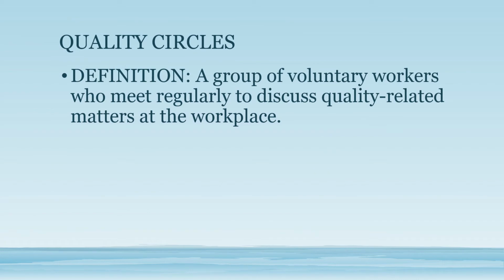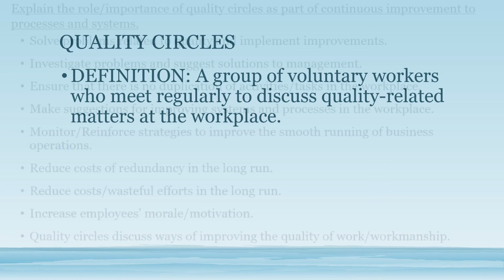Quality circles. Quality circles are also part of your continuous processes and systems improvement. And the definition is, it's a group of voluntary workers from different departments, one from marketing, one from finances, one from production, etc., who meet and discuss quality-related matters according to their specific workplace. And then they try and find ways in which they can make things better in terms of quality.